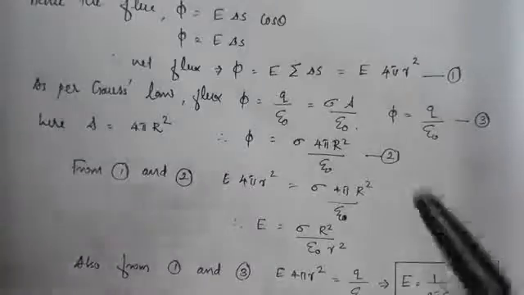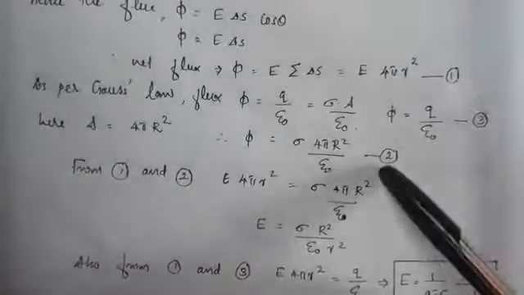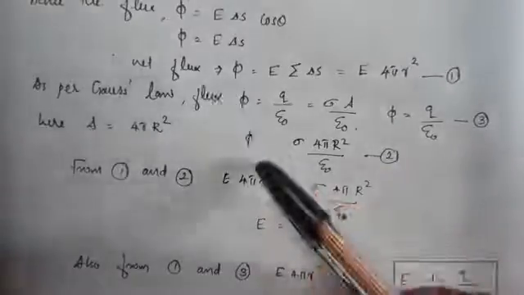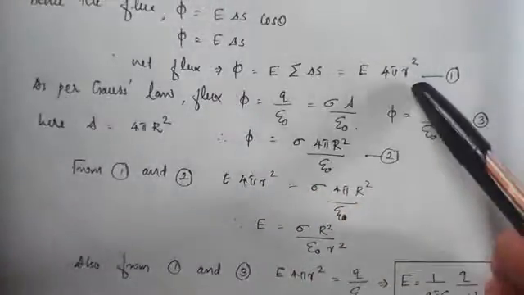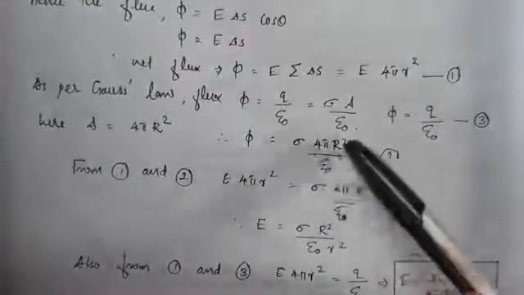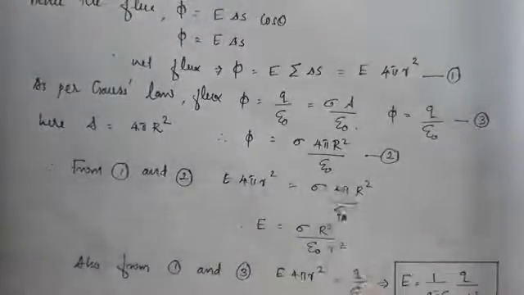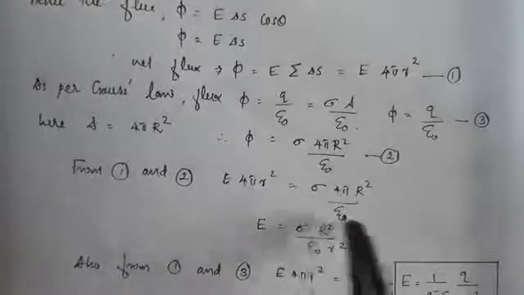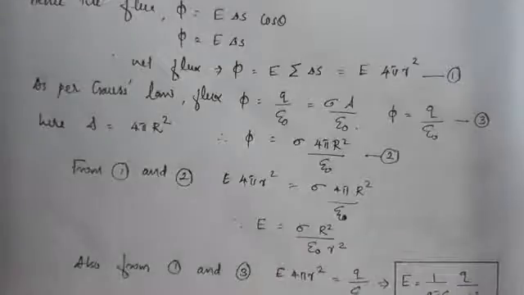So I can go with equation number 1 and equation number 2. Both are total flux. So total flux is E into 4 pi r square. Here total flux is sigma 4 pi r square by epsilon 0. If I equate these two, I get E equals sigma R square by epsilon 0 r square. That's the electric field at a distance r outside.